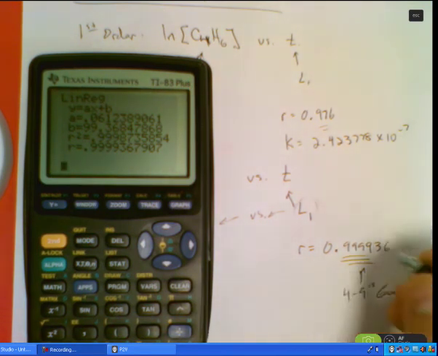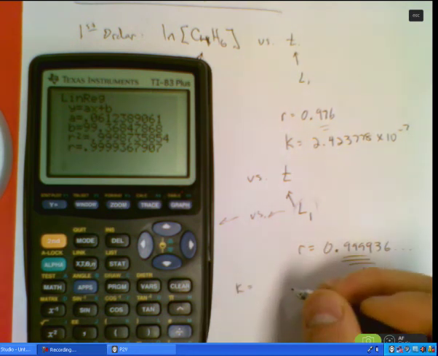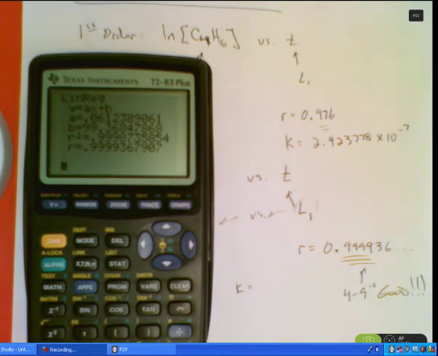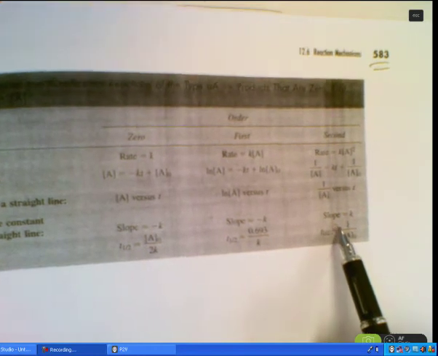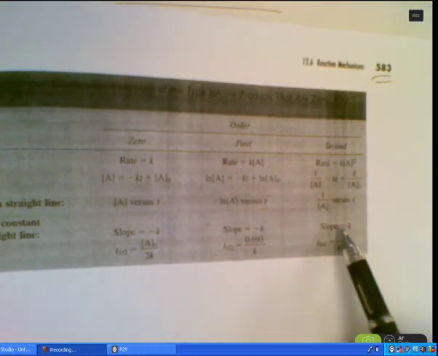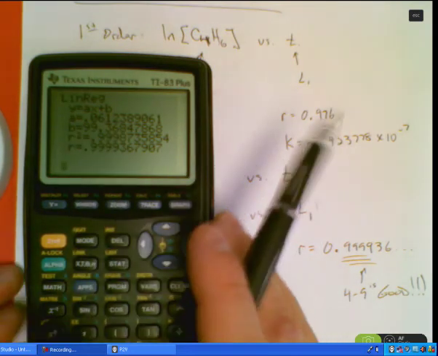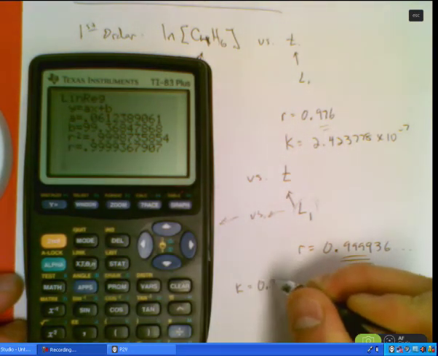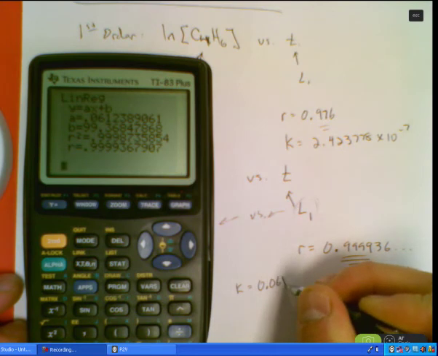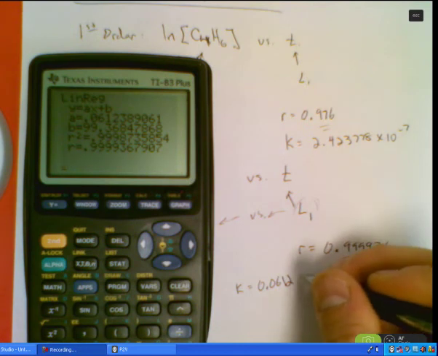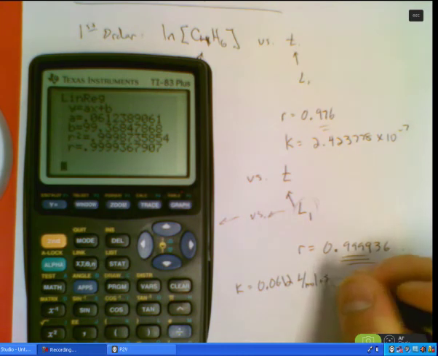Our K value, K equals, this is our slope, remember. Let's look back at this real quick. Alright, so for second order, this is important, slope equals just K. So we don't do negative, and it's positive, so it's just K. So K is 0.0612. And for second order, the unit on K, again from yesterday when we worked through the units, it's liters per mole times second.